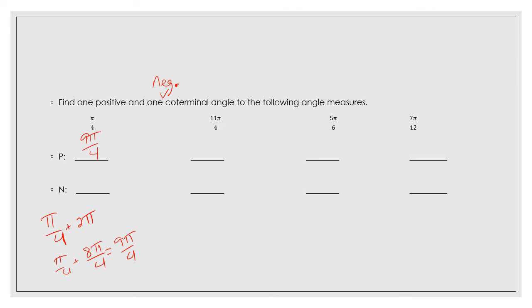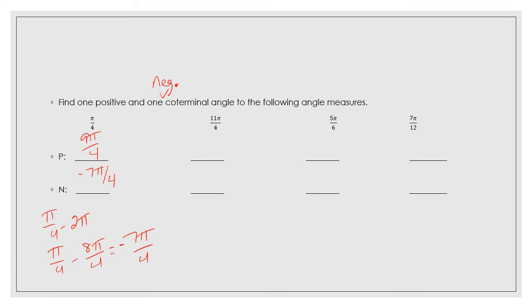And then for a negative coterminal angle, I need to subtract 2 pi. So I have pi over 4 minus 2 pi. Again, we need common denominators, so pi over 4 minus 8 pi over 4, because 8 over 4 is 2. Pi minus 8 pi is going to be negative 7 pi over 4. So a negative coterminal angle is negative 7 pi over 4.